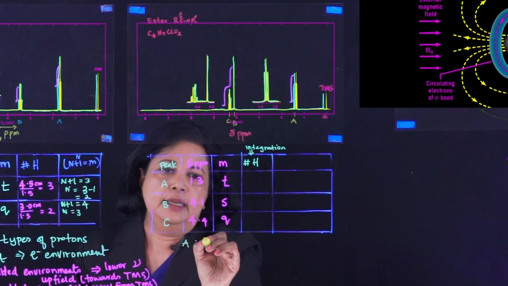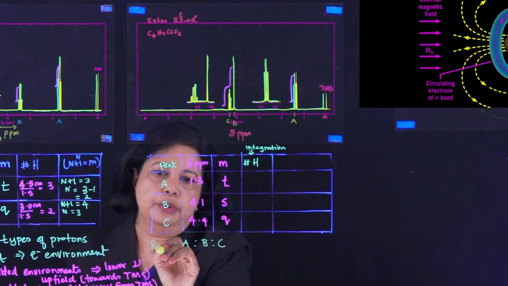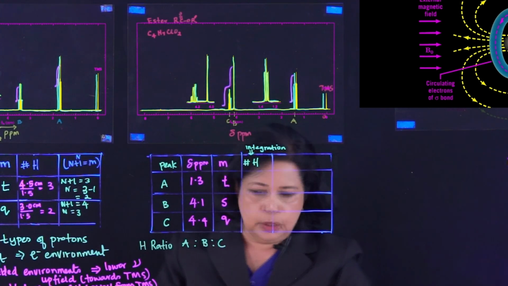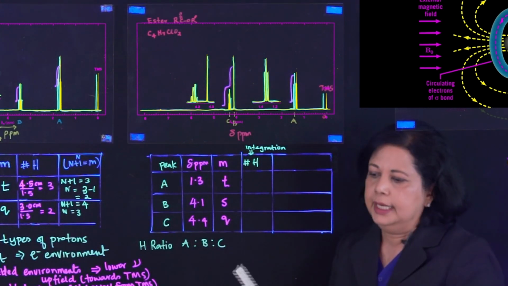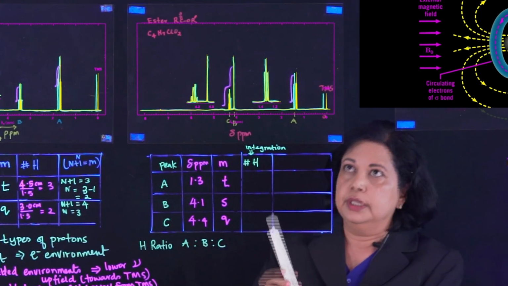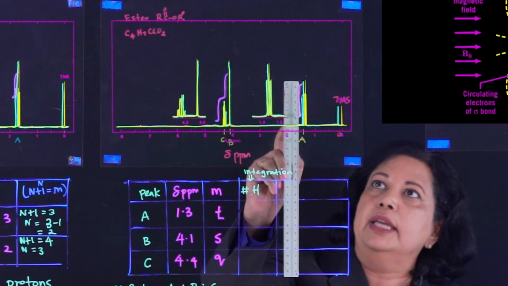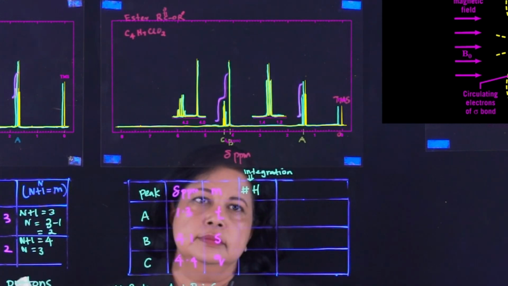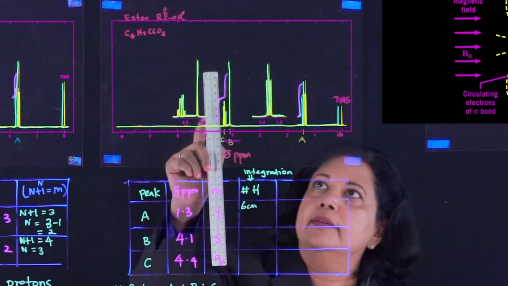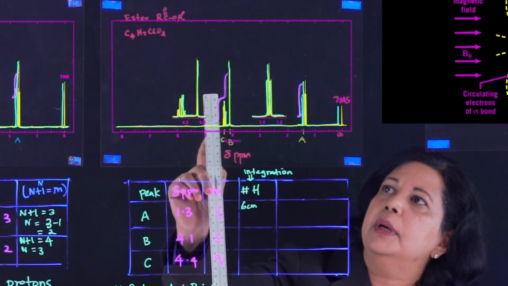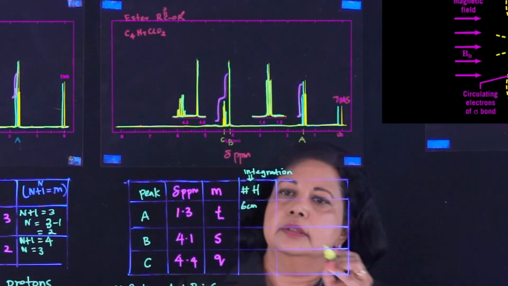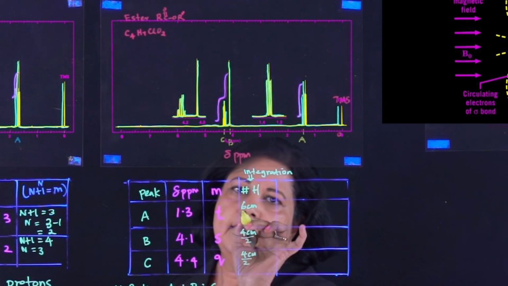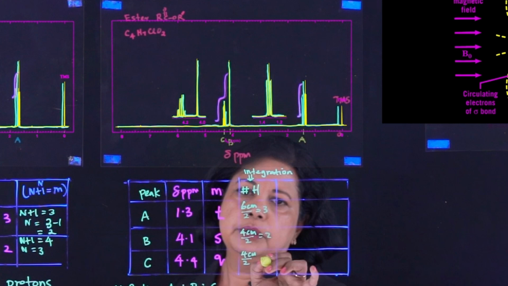A to B to C ratio. That's what we call integration. And that would require a ruler. So you would take a ruler and measure the distance here. We have a triplet, and that is about 6 centimeters for A. We have a 4 centimeter and about a 4 centimeter for B and C. They're both equal here. So if you divide everything by 2, you could get a 3 to 2 to 2.